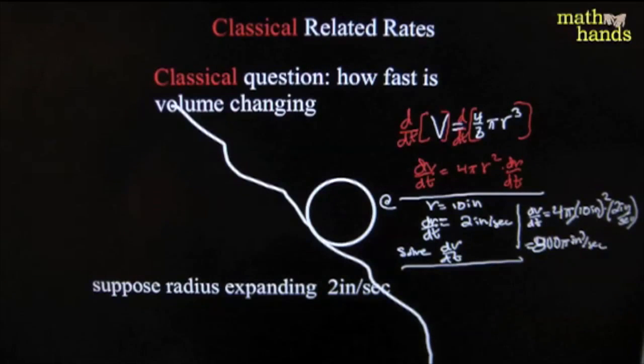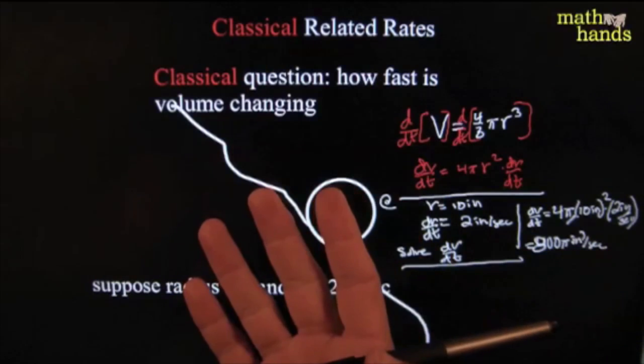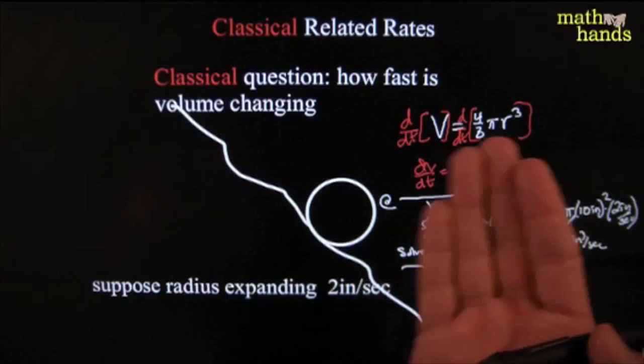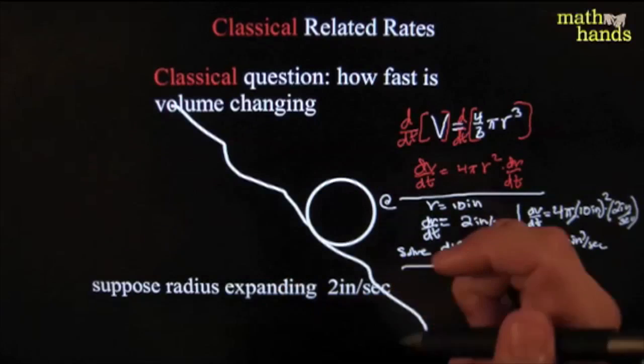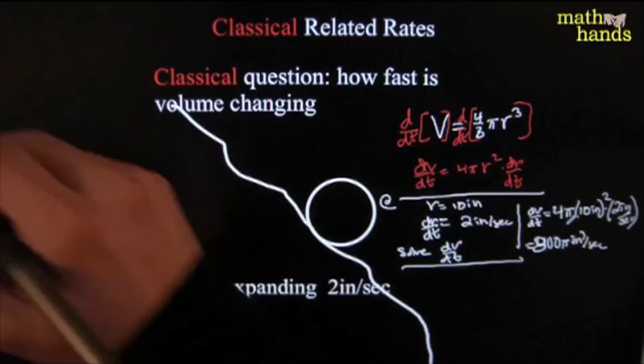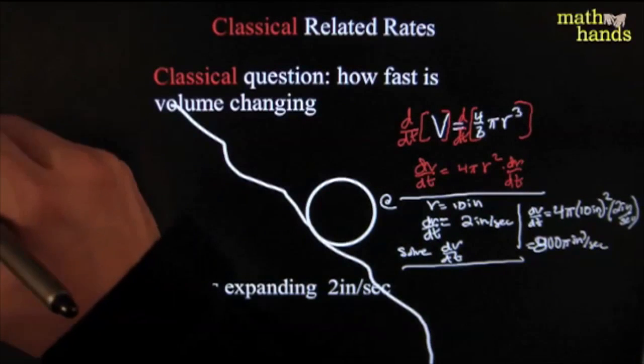Very, very nice classical problem. Classical. If you know how fast the radius is changing, how fast is the volume changing? Okay, you guys want to do one more classical? This is some classical stuff. Timeless.